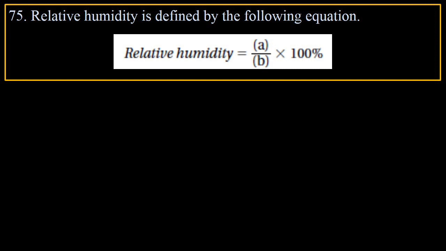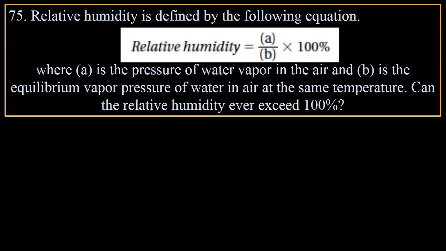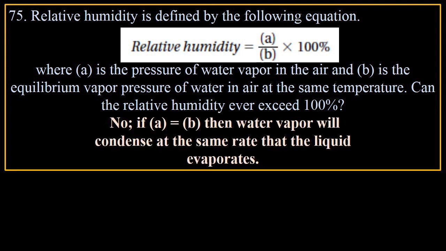A is the pressure of the water vapor in the air, and B is the equilibrium water vapor pressure of water in the air at that temperature. Can the relative humidity ever exceed 100 percent? No, because it's relative.